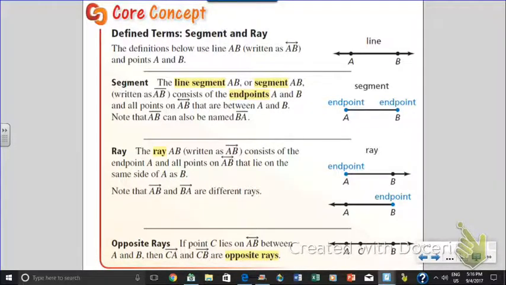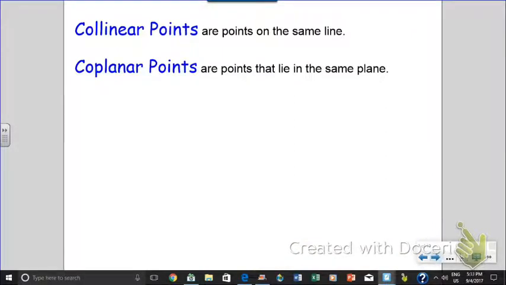Opposite rays: if C is between A and B on line AB, then CA and CB are called opposite rays. We have our endpoint, that would be point C in this case, and we have our 2 opposite rays, CA and CB, which go in opposite directions. Another definition, collinear points are points on the same line. Coplanar points are points that lie in the same plane.